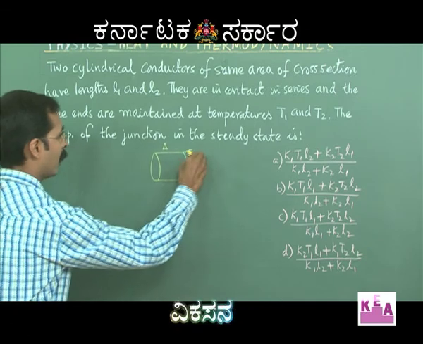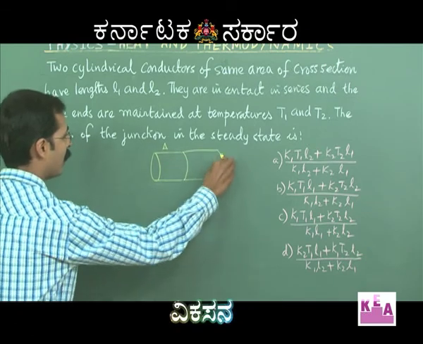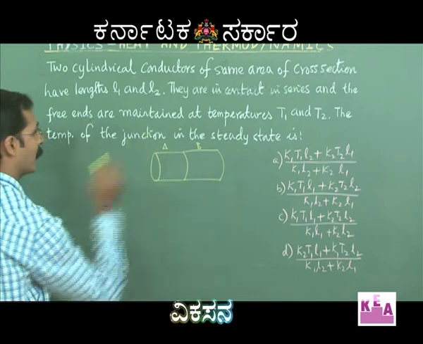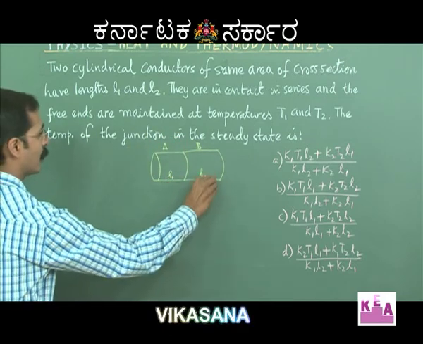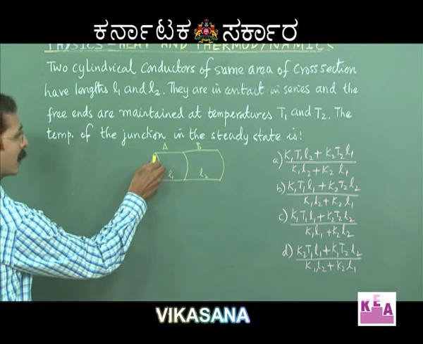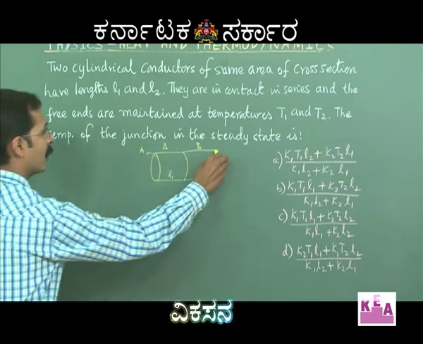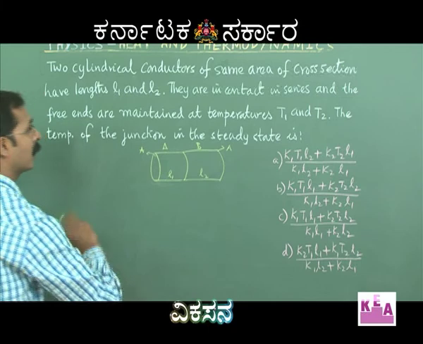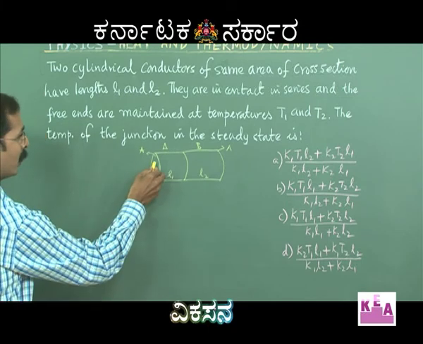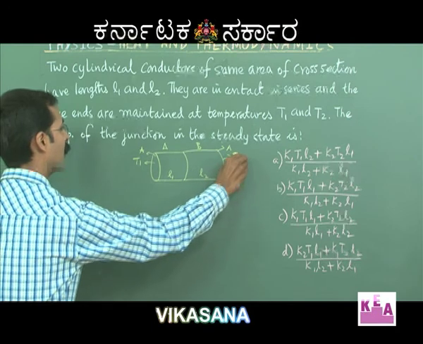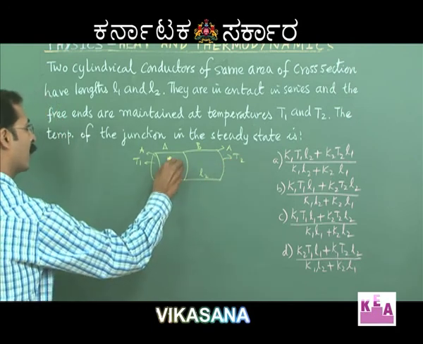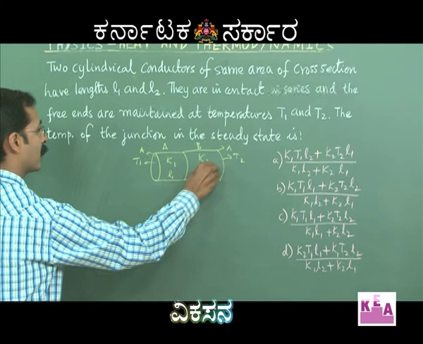This is connected to another conductor B of the same area of cross section, but the lengths are different. The length of this one is L1, the length of this one is L2. The areas are the same: the area of this one is A, the area of this one is A again. The temperature of this one is T1, the temperature of this one is T2. The thermal conductivity of this one is K1, the thermal conductivity of this one is K2.